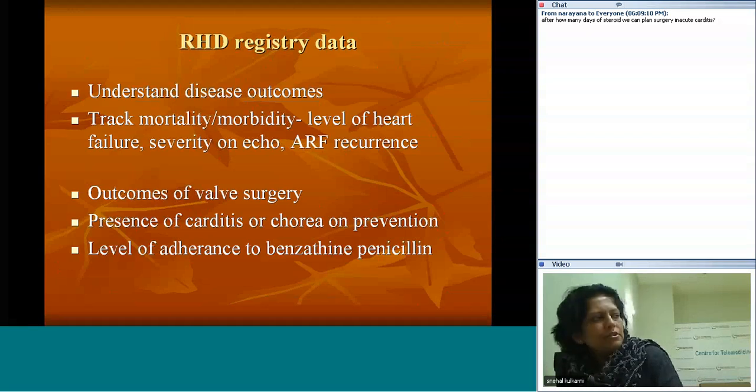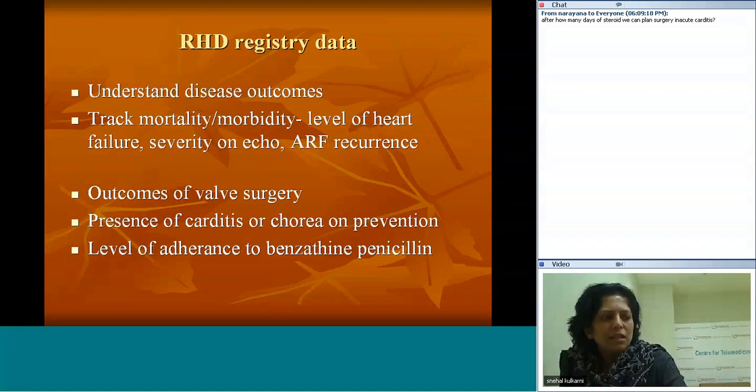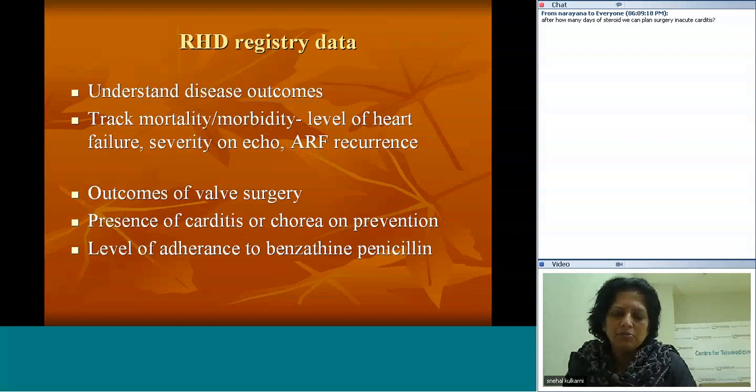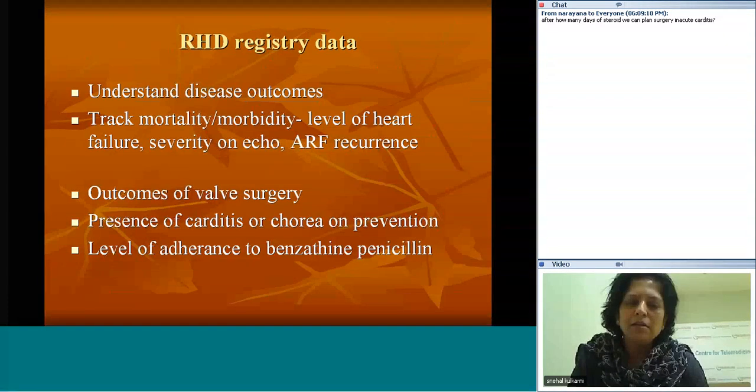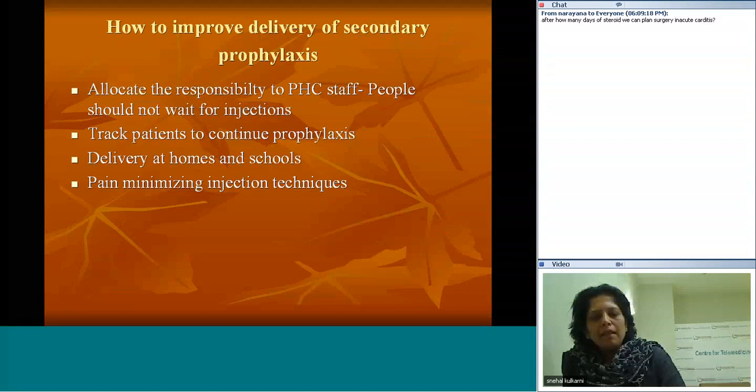In fact, one of the things which they suggested was really very good. Now we have mobiles with everybody. You have the data of all the patients with rheumatic fever in your directory, and you know when they are supposed to be getting the next dose of benzathine penicillin. Just one day before, you send them a message that tomorrow is your date for taking your benzathine penicillin. Even if you incorporate this kind of small thing into the system, there is a high chance that you will at least reduce the recurrence rate of rheumatic fever.